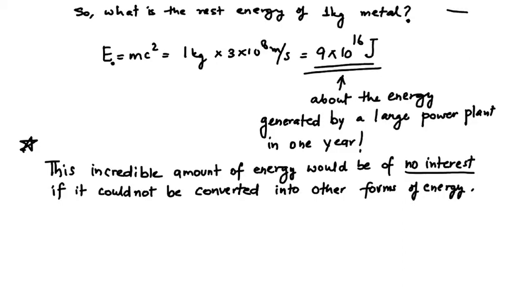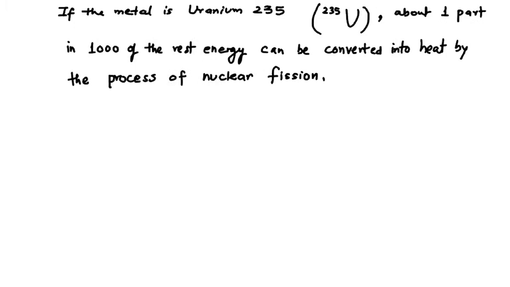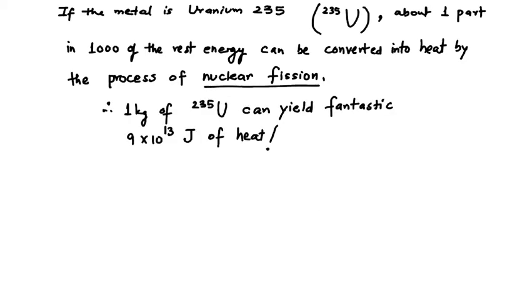If that metal is uranium-235, about 1 part in 1000 of the rest energy can be converted into heat by the process of nuclear fission. Therefore, 1 kg of uranium-235 can yield a fantastic 9 × 10^13 joules of heat.